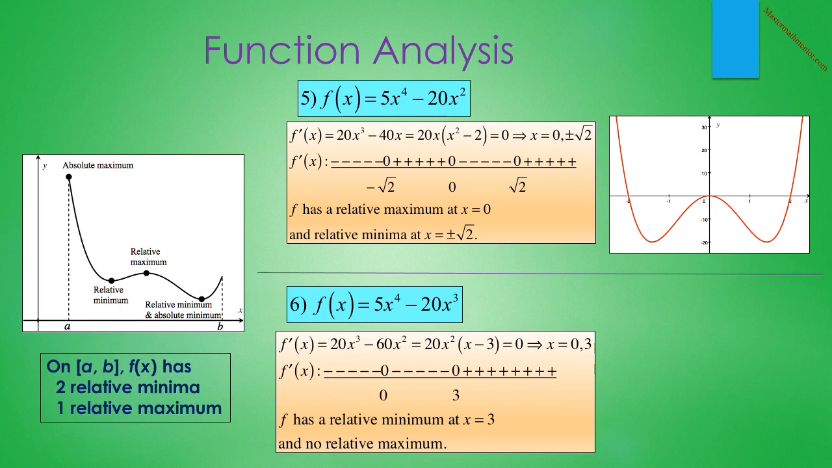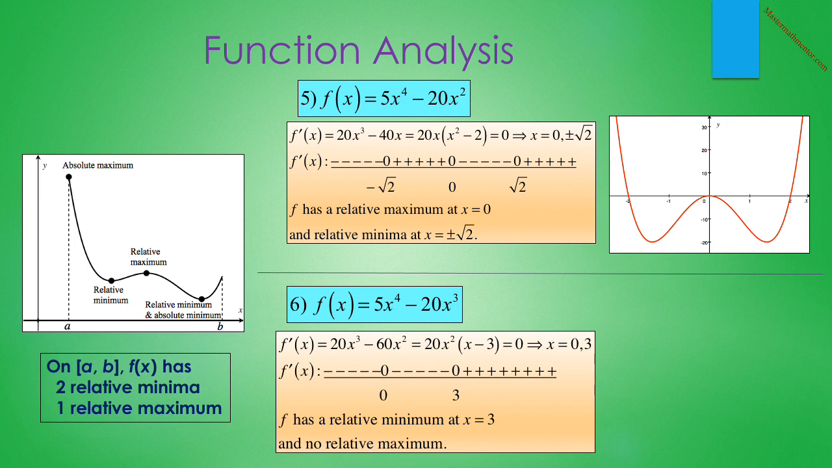In 6, the equation is very similar, but we get a very different result. f of x equals 5x to the fourth minus 20x to the third. We take the derivative and we get 20x to the third minus 60x squared. We factor and get 20x squared times the quantity x minus 3 equals 0, giving 2 critical points, x equal to 0 and x equal to 3.